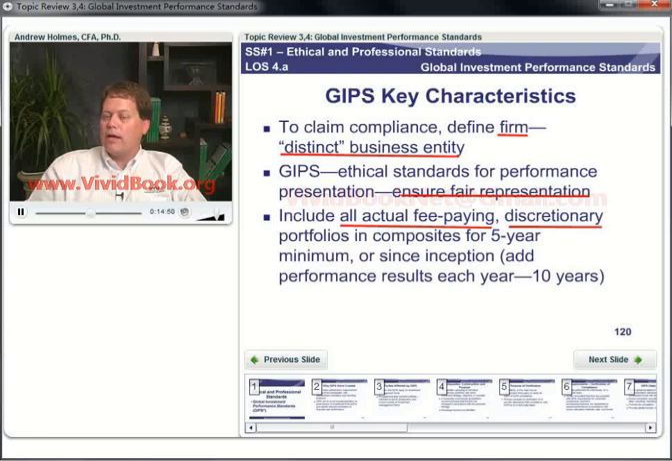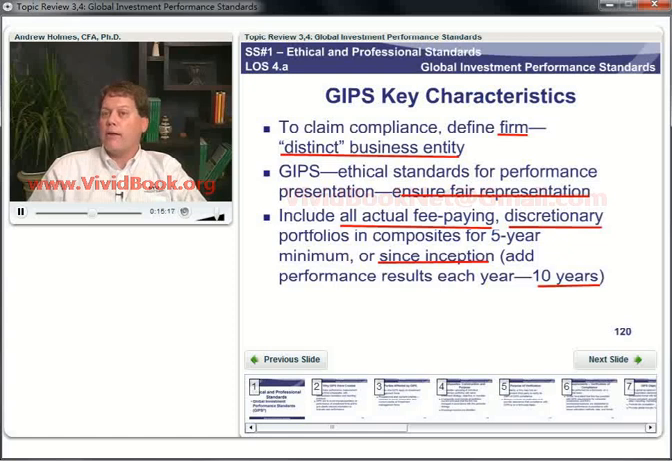So if we're only a 3-year-old shop, well, we can still claim GIPS compliance if our portfolios are reported since inception, okay? But if we are 5 years or since inception, each year we have to add one more year until we get up to 10. So what we really want is a presentation of 10 years of GIPS compliant performance. That would be the ultimate goal for presentation purposes.